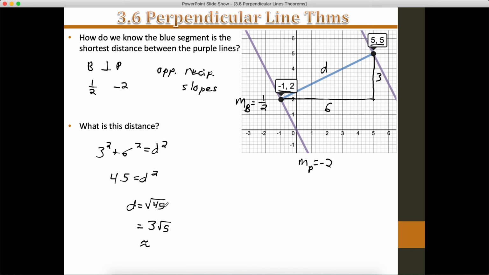If you want to approximate this, root 45 is a little bit less than root 49. Root 49 is 7. So root 45 would have to be 6 point something. I just jammed it in my calculator. It's like 6.71. So again, any of these are fine here. The important takeaway from the second half of the section is basically the distance between two lines, or any line and a point, is going to be the length of a perpendicular segment. You do slopey stuff, and you do the Pythagorean theorem in order to find out what that distance is.